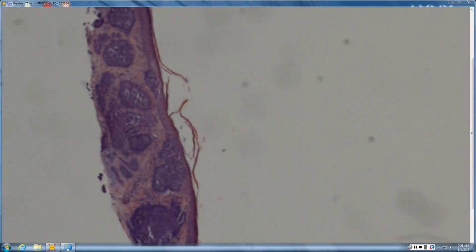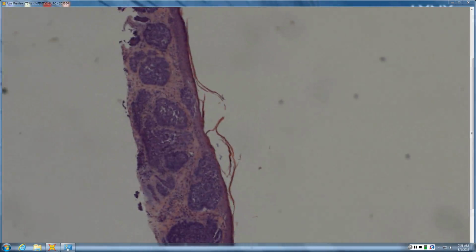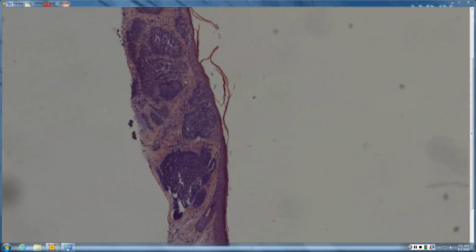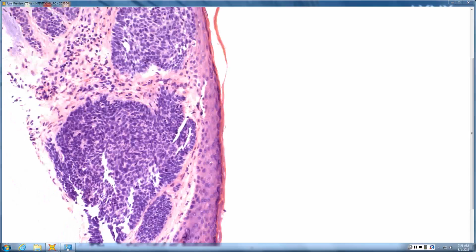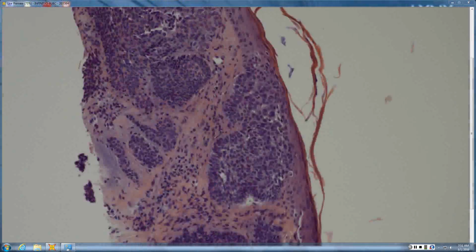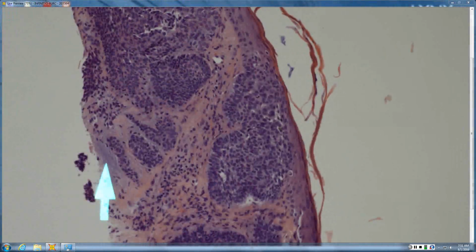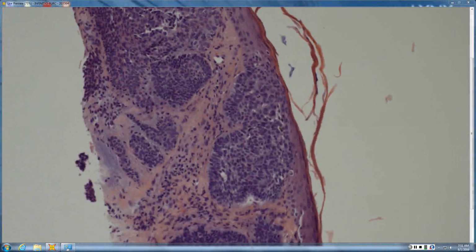So, Blake, how about this one? I would say it looks like a BCC. Okay, so basaloid cells, mucin-rich, fibromyxoid stroma, peripheral palisading. It's a nodular BCC. Well done.